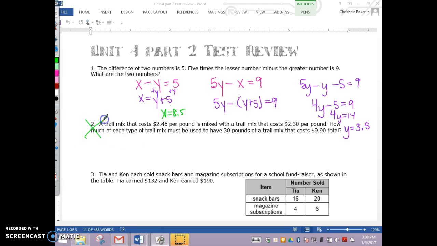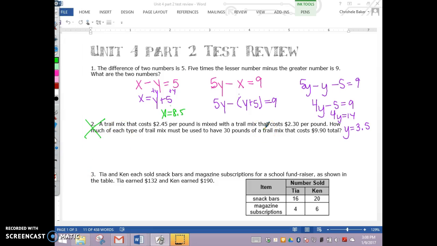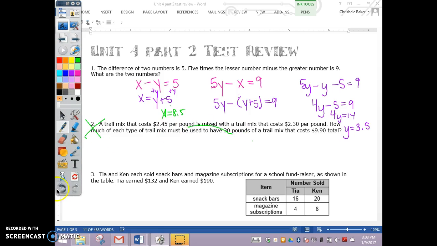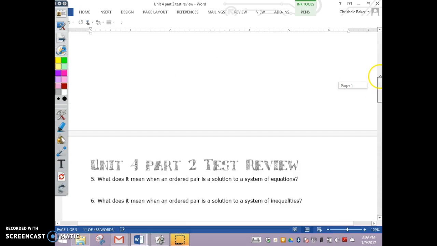Okay, we're going to skip number 2 because the answer comes out to be a negative. I made a typo. I think it should have been 3 pounds of trail mix instead of 30. The answer comes out negative, and your variables represent how much per pound, or how many pounds you're buying, and a negative wouldn't make any sense. All right, let's go to number 3.